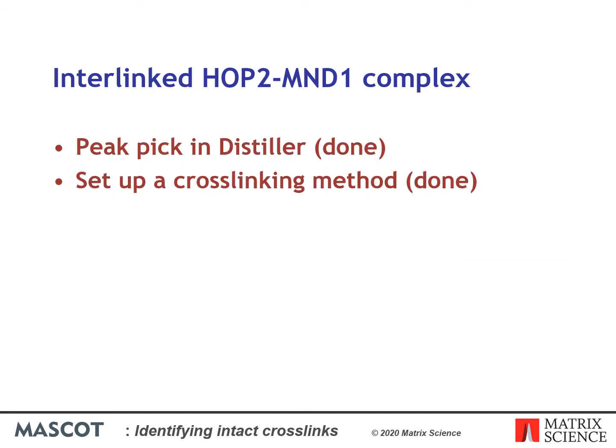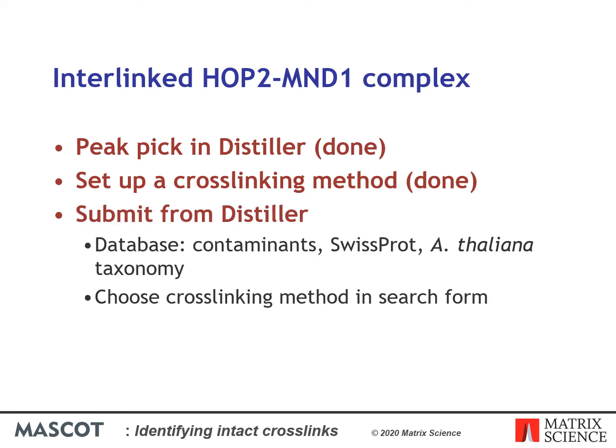The raw data has been picked, and we have a cross-linking method set up. The search is submitted as normal from Distiller. Since the 2 proteins are in SwissProt, I've chosen to search SwissProt with A. thaliana taxonomy for convenience. Also remember to include a contaminants database. Choose the right cross-linking method in the search form.